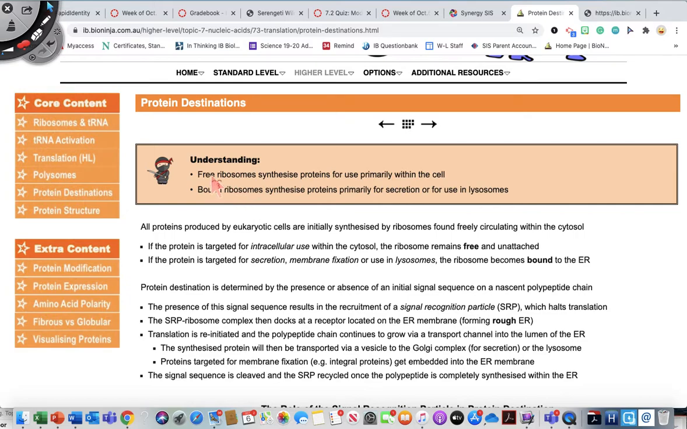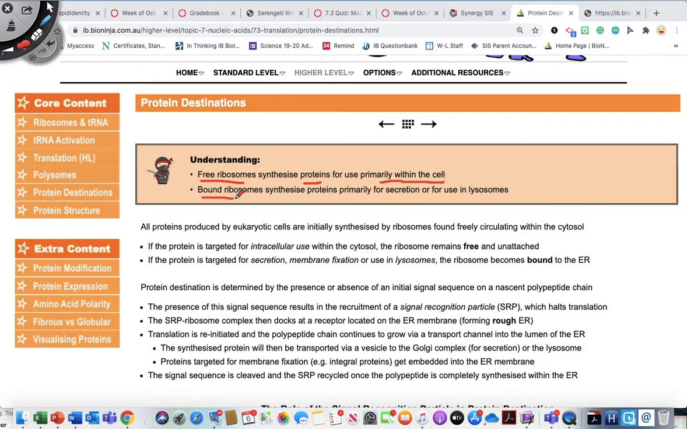So one of the first key understandings that you must remember is that there are different types of ribosomes. So there are free ribosomes, and these are ribosomes that are in the cytoplasm of the cell. And the proteins that they make are usually going to stay within the cell. That means that they're not going to be exported out of the cell.